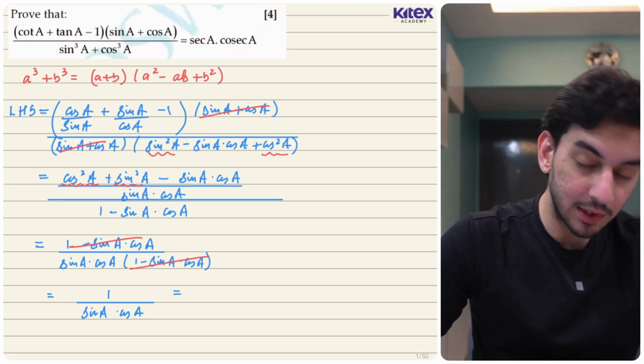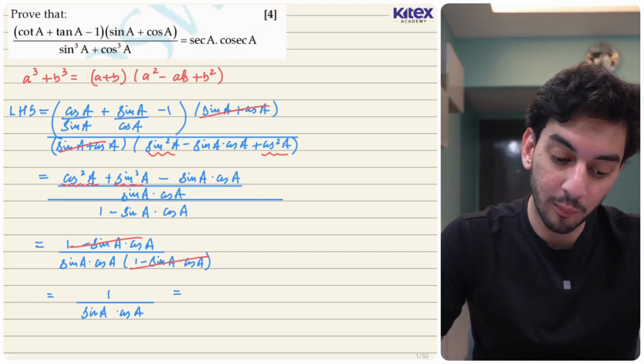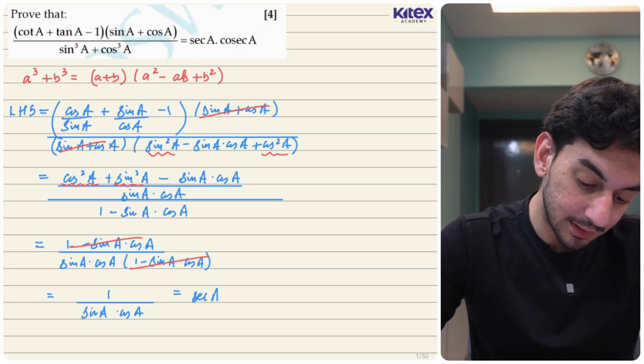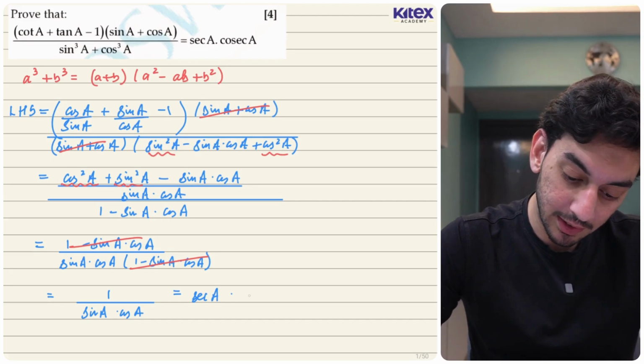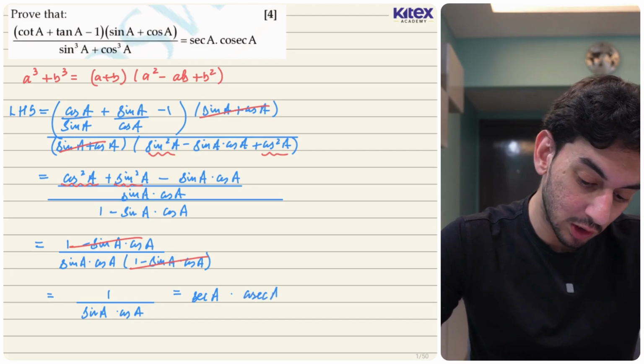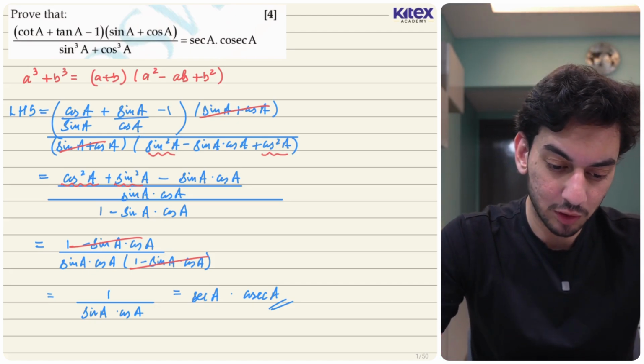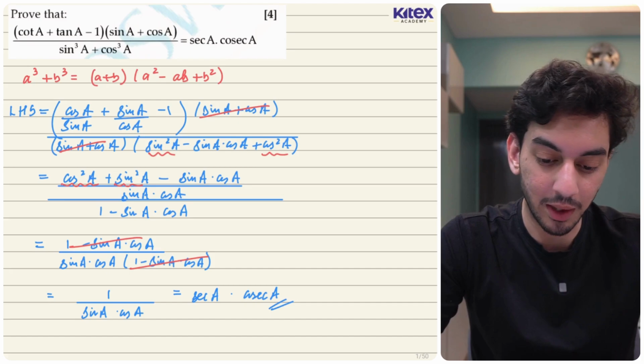Now this can be split and written as 1 upon cos, which is definitely sec, so that can be written as sec A, and 1 upon sin is cosec A, so that is the cosec A that we have, and that is the answer. That was a very easy question for a 4 marker, but yeah, that's good.